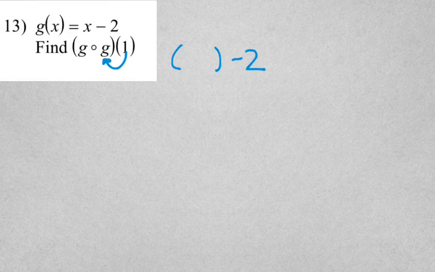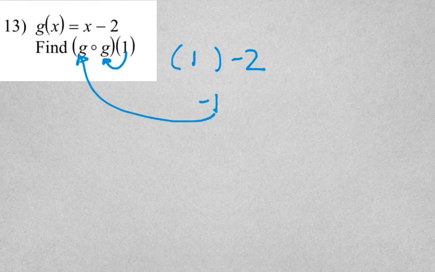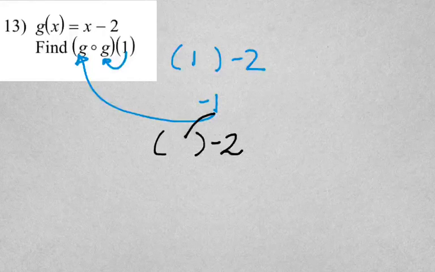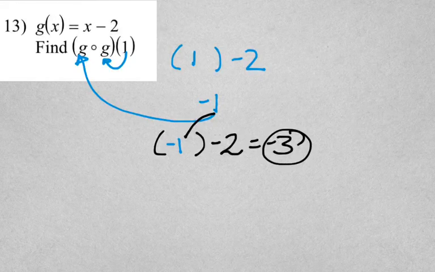So in this one, plug in a 1 into the g, and then whatever we get from that is going to go back into the function again. So my input minus 2 is the function. So 1 minus 2 gives me a negative 1. That number goes back into the g function, so that's the input minus 2. So that input is negative 1. Negative 1 minus 2 is going to give me a negative 3. There's your answer.